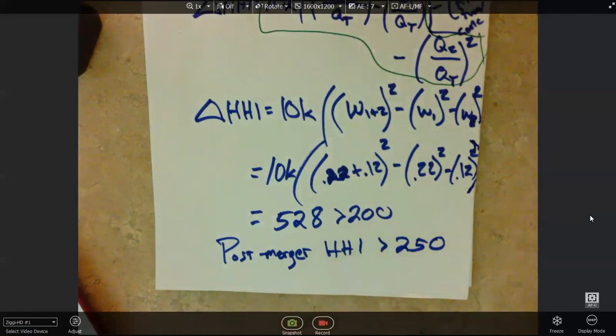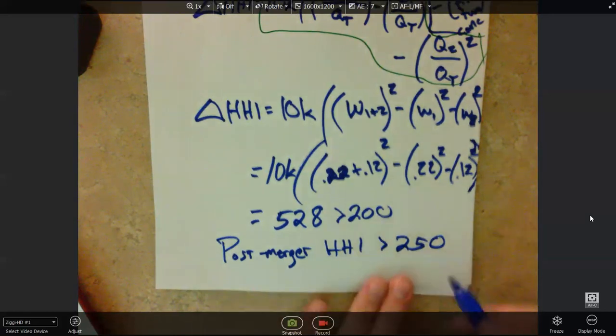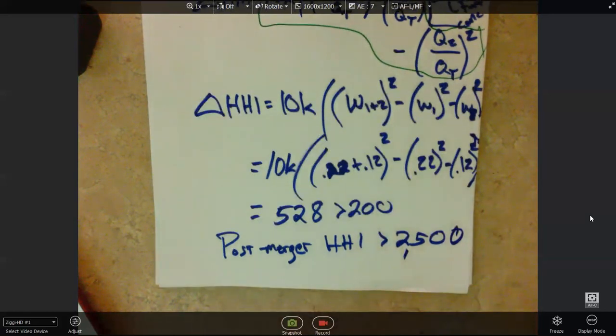But it's very important. You'll get the wrong answer if you don't evaluate that. So since the post-merger HHI is greater than, I said 250, but I meant 2,500, and the change in the HHI is greater than 200, as a result, it's going to be challenged by the government.